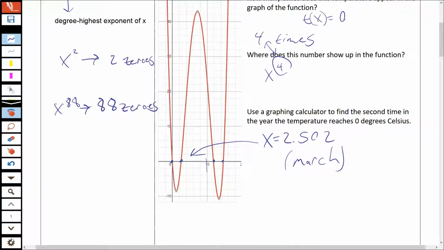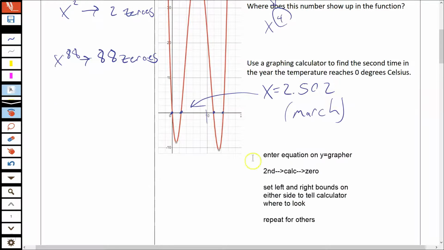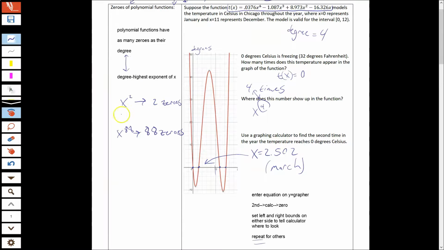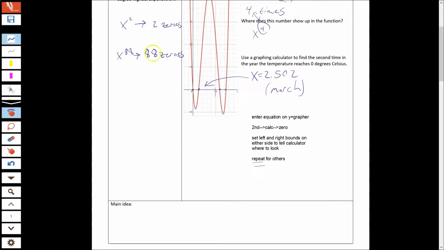I'm going to write the steps, and then we'll talk about the main idea. Okay, so here's finding zeros on your calculator. These are the steps we just did. Try to make sure you can reproduce this result before we move on. That would be good for you to know. The last thing I'll note is that if you wanted to find all 4, you could do that 4 times, and it would give you all 4, as long as you move the bounds each time. Okay, our main idea is essentially what I wrote in the left-hand column, but I want to write it in a little bit more of a rigorous way.